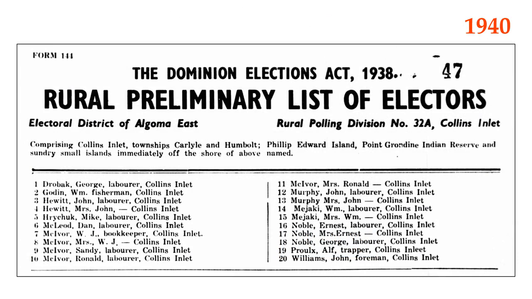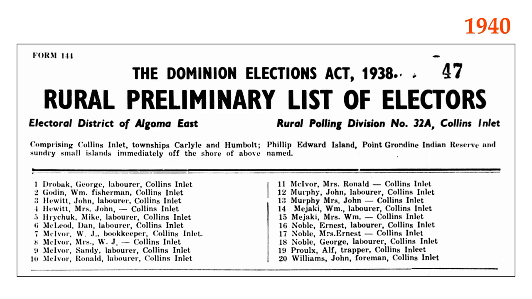Here's the 1940 list for Collins Inlet. Other than the name Godin, I don't recognize the first few people on this list. After them are the McIvers, W.J., Sandy, and Ronald, with their wives. Then Jack Murphy. His wife was Gertrude Burke. They were married the year before this electors list was compiled.